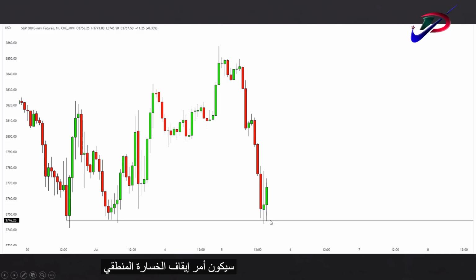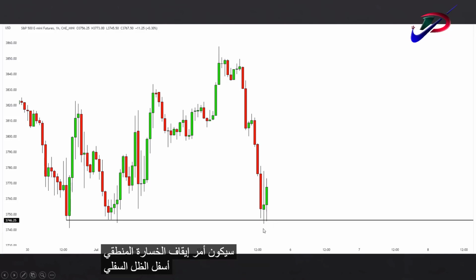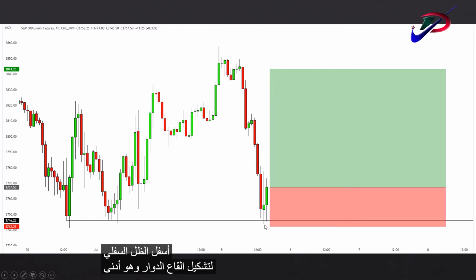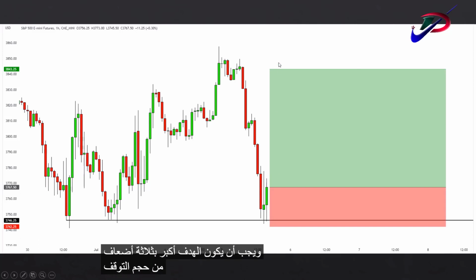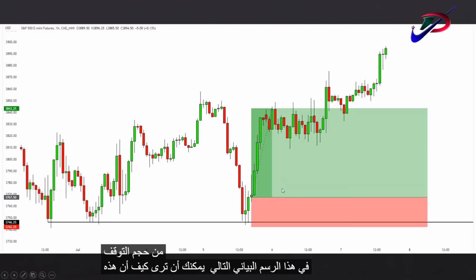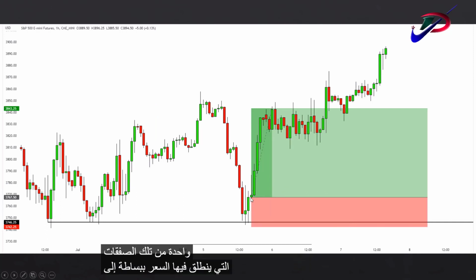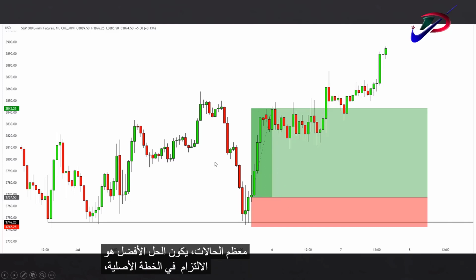The logical stop-loss order would be below the lower shadow of the spinning bottom formation, which is the lowest point in the third bottom. The target must be 3 times as large as the stop. In this next chart, you can see how this is one of those trades where price simply sets off into profit territory and quickly hits the pre-established target. In this case, you might be tempted to increase the size of your target, but in most cases, the best solution is to stick to the original plan.